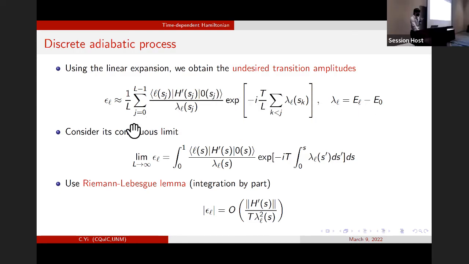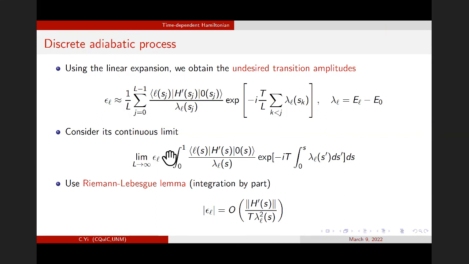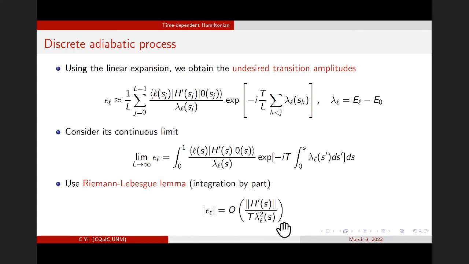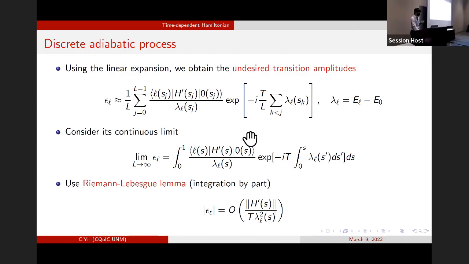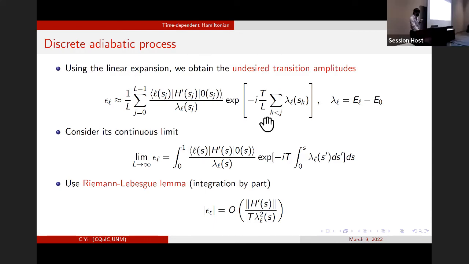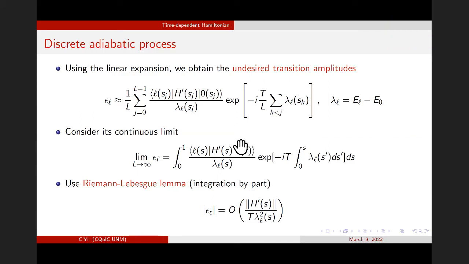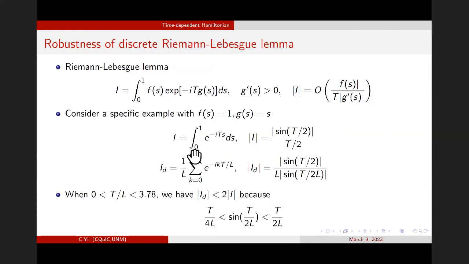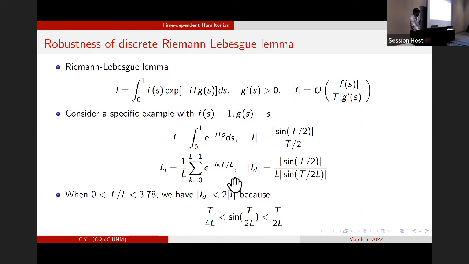So in the continuous limit where L goes to infinity, epsilon L can be written as follows. And then using the Riemann-Lebesgue lemma, we can prove that the amplitude of epsilon L matches the prediction of the adiabatic theorem. Now the question we want to ask here is, if we want the discrete summation to be a good estimation of its continuous limit, what is the requirement on the time step? The result is actually pretty surprising. To see so, let's consider a special approximation where the amplitude is a constant and the phase is a linear function. For this special situation, we can calculate the continuous version and discrete summation analytically.